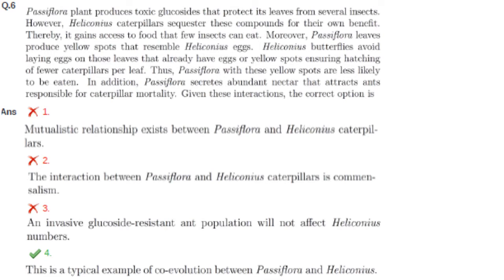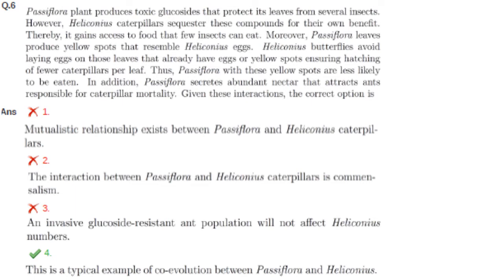Given these interactions, the correct option is. So option 1, mutualistic relationship exists between Passiflora and Heliconius caterpillars. Not mutualistic, as Passiflora safeguards its leaves and secretes nectar that attracts ants who feed on the caterpillars. So it is not mutualistic. Then the interaction between Passiflora and Heliconius caterpillars is commensalism. When one is benefited and the other is neither harmed nor benefited, it is called commensalism. Here neither is benefited but both are harmed.